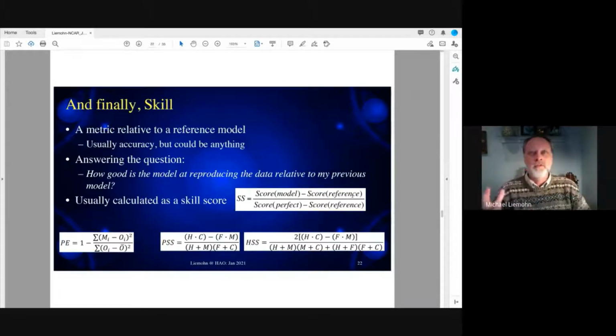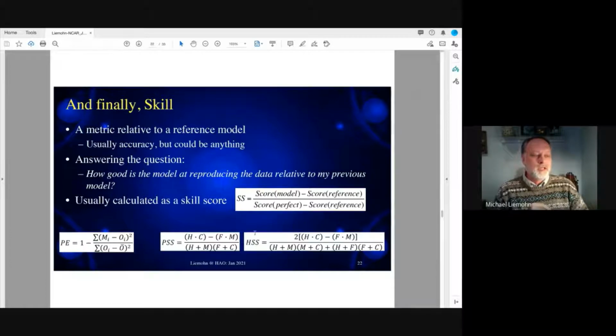And probably the most famous skill score is prediction efficiency. It's where you used the mean square error as the metric, which is the square of RMSE, and then used the observations variance as the reference model, and that gives you this formula over here on the left.